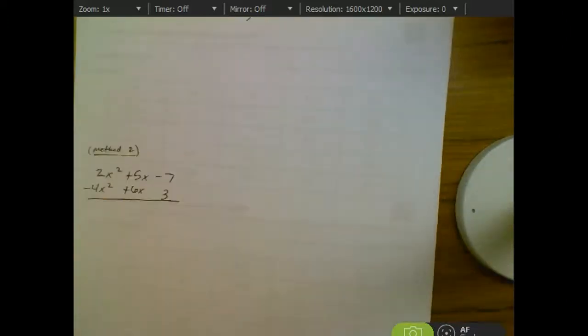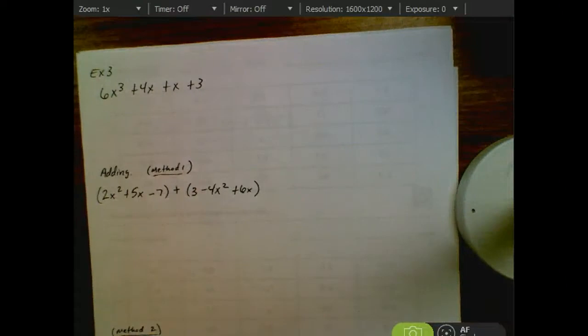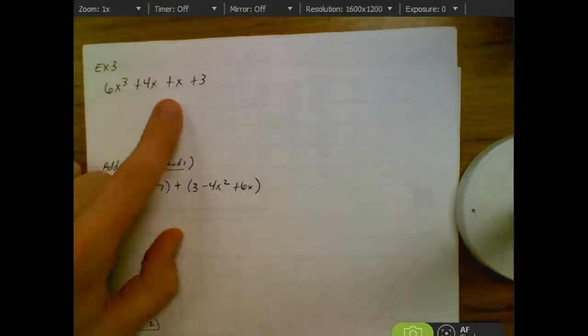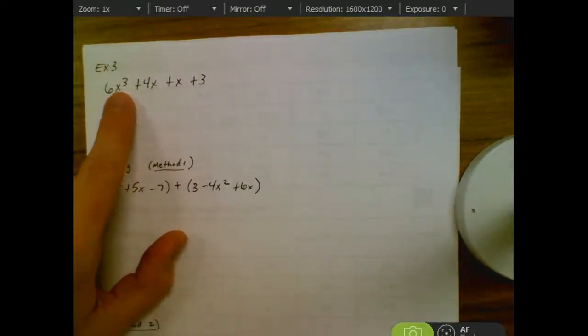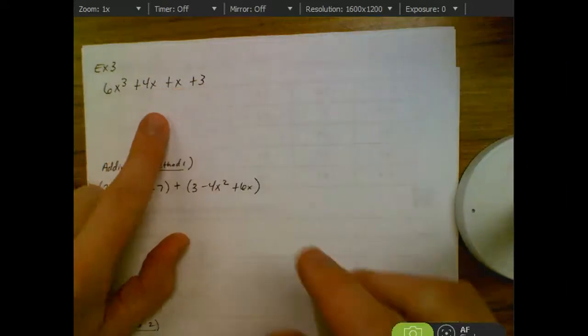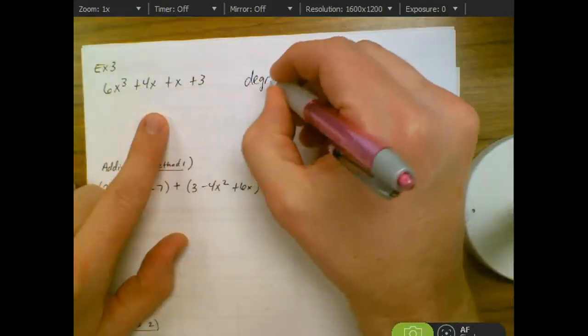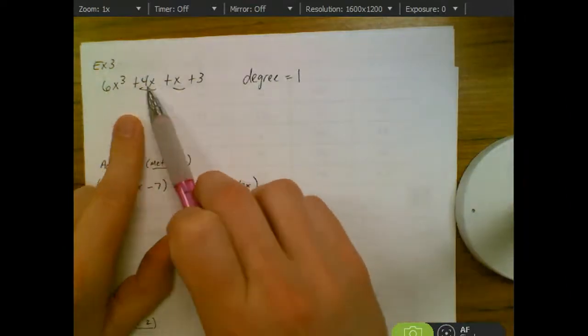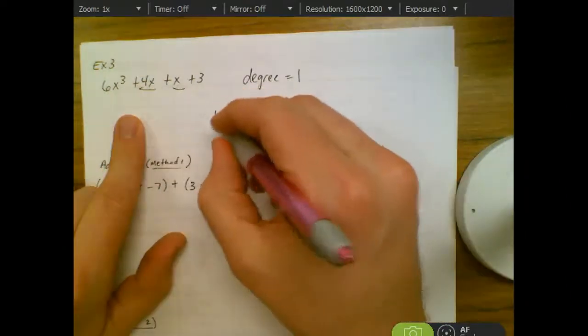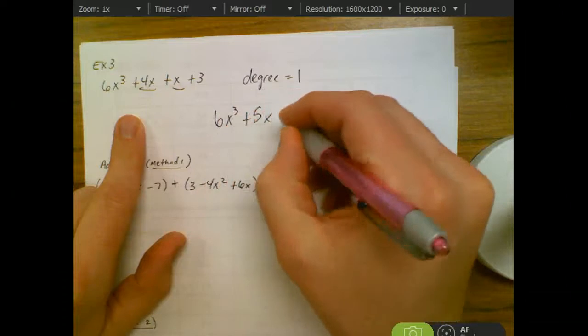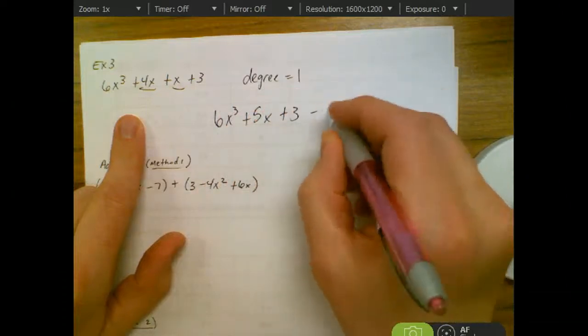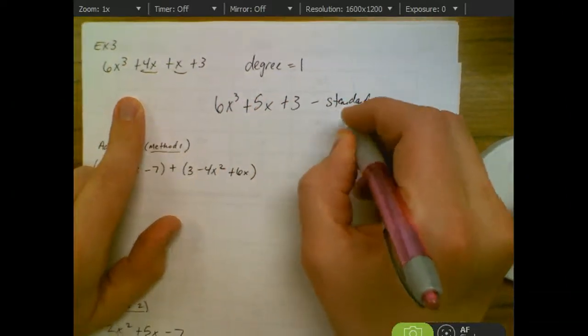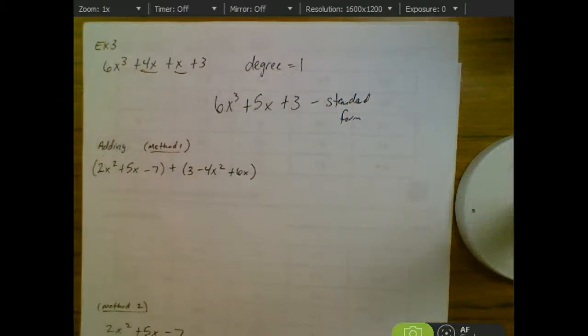Let's do another one. Example 3, putting it in standard form, and what's the degree? The highest power is 3, 1, 1. So the degree is 1. And here we have a couple x's, so let's put the x's together, 4x and 1x. So 6x to the 3rd plus 5x plus 3 would be standard form. That's the first part of this 8.1 section.